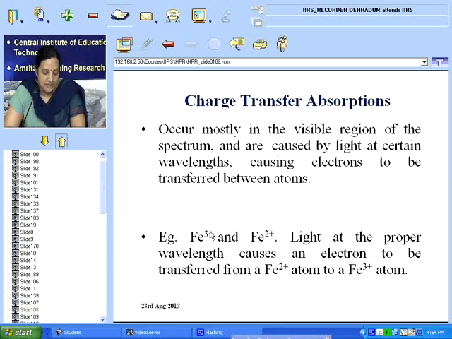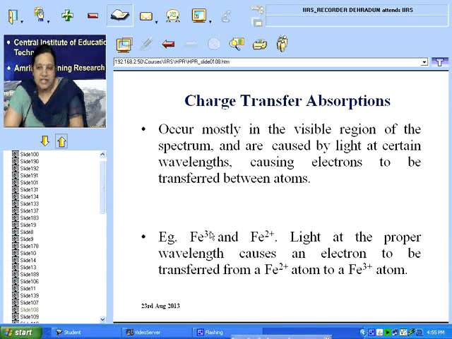So basically this causes the absorption of energy when the electrons move from a lower to a higher energy state. And charge transfer absorptions are caused when an electron is transferred to another ion or ligand due to the absorption of a photon. They cause large absorptions in the visible and ultraviolet region of the spectrum.